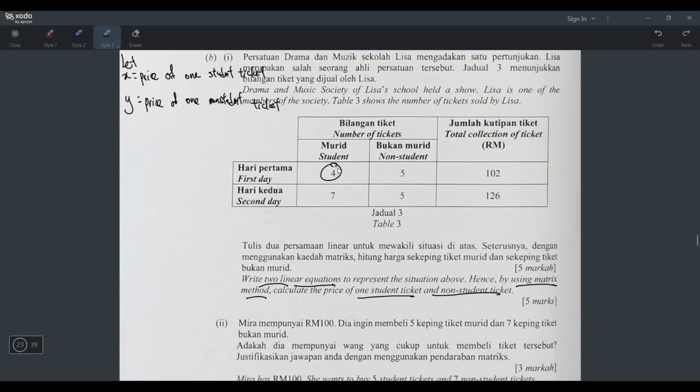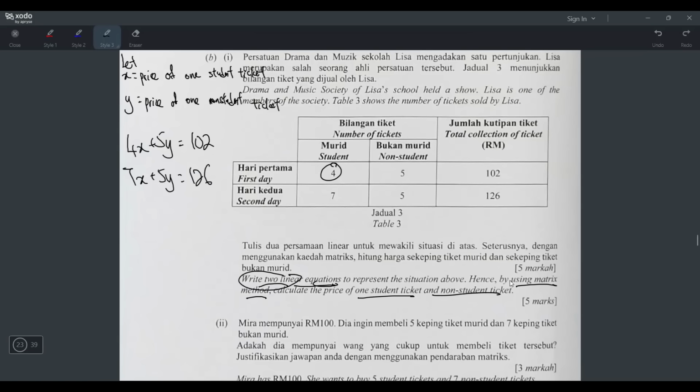Okay, so if you have 4 student tickets, it will be 4X lah. And then 5 non-student will be 5Y lah. And the total in RM is 102. And then for the next equation is 7x plus 5y equals 126. That's all. Okay, the soalan ada suruh cari tak? Okay, this row write two equations.